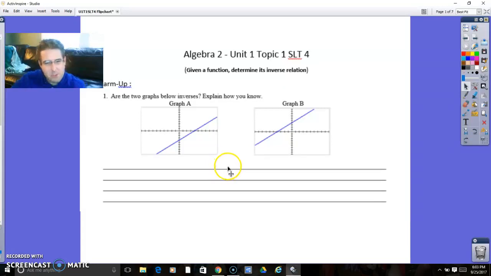Alright, it's Mr. Piels with Algebra 2. This is Unit 1, Topic 1, SLT4. When given a function, we're going to determine its inverse relation.